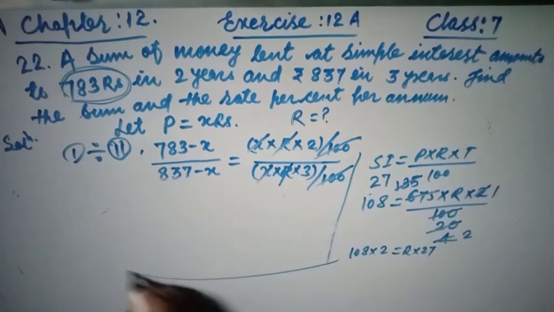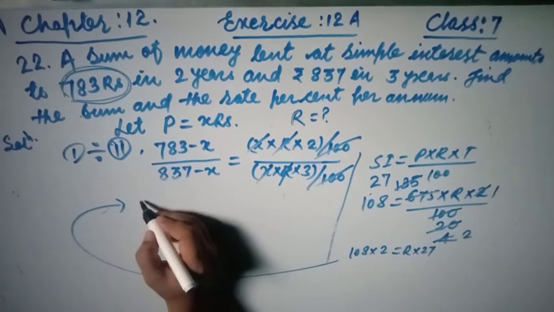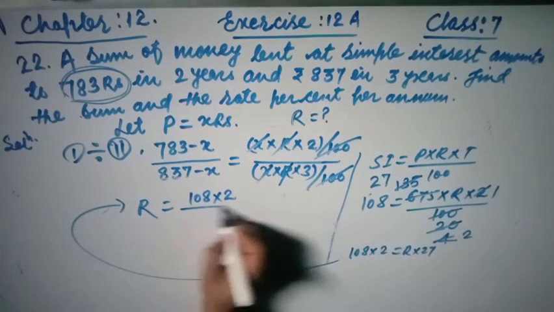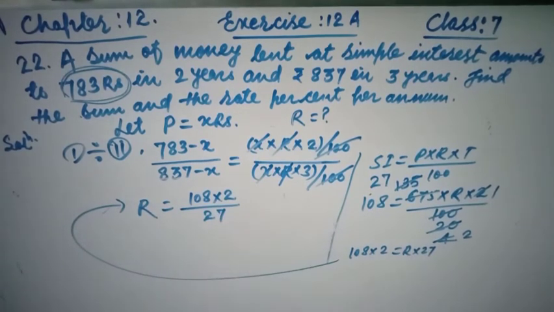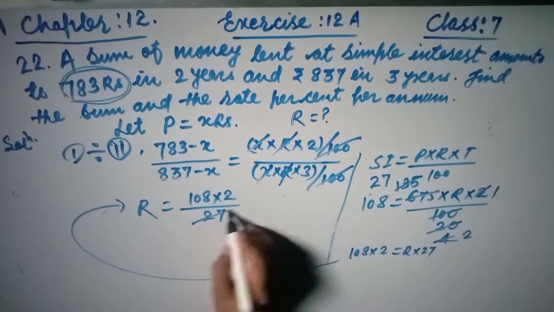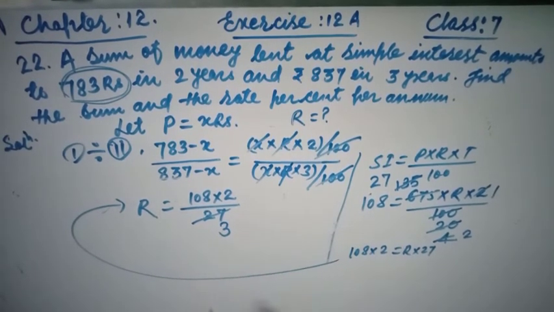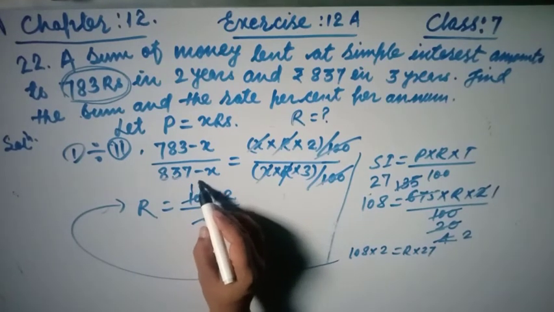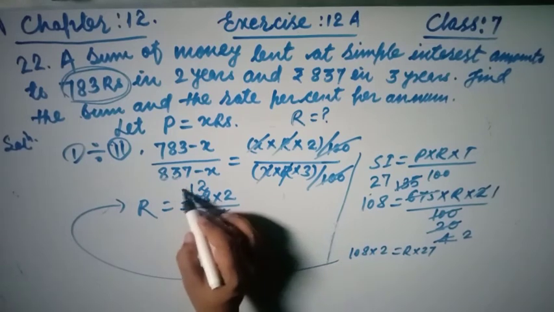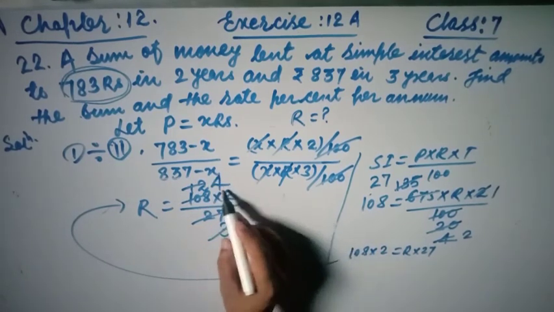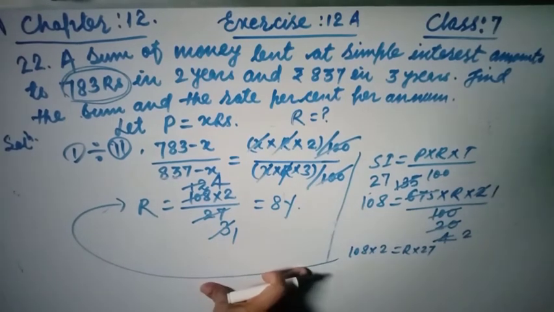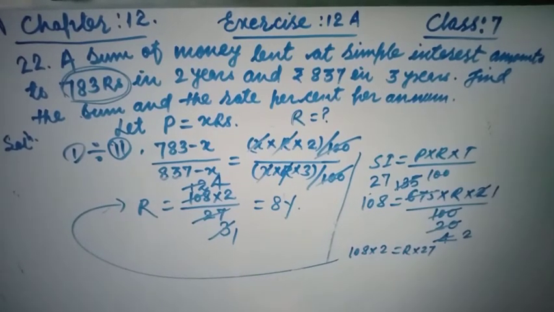So here friends, have a look. This is r is equal to 108 multiplied by 2 divided by 27. Now 9 times 3 is 27, 9 times 1 is 9 and 9 times 2 is 18, 3 times 4 is 12. So 4 times 2 is 8. That is 8% is your answer. So the sum of money is equal to 675 and r is equal to 8%.